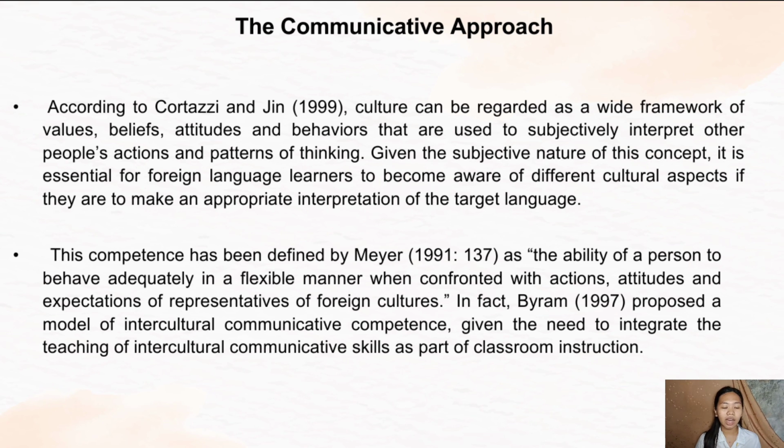In fact, Byram in 1997 proposed a model of intercultural communicative competence given the need to integrate the teaching of intercultural communicative skills as part of classroom instruction. In this component, you have to take note that it's not just about grammar. It's not how we use the language in a sentence. The intercultural communicative competence would also include social and cultural sensitivity. Remember that language is a tool or medium for communication.